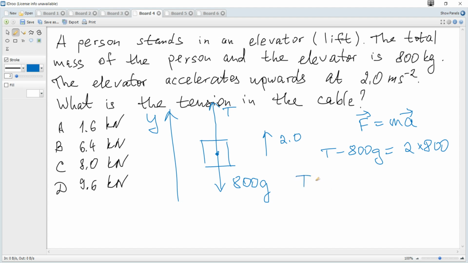so tension is 800 g, which is 9.8 plus 2, and it is equal to what? It's approximately 12. 800 times 10, it's 8,000, and 0.2, 9.6 thousand, so it's D.